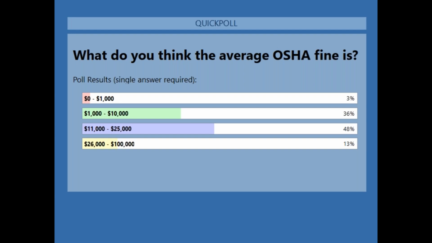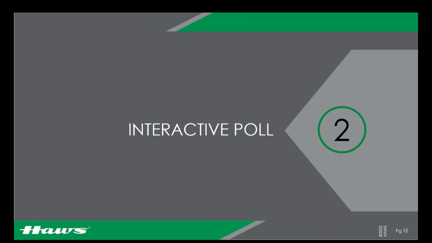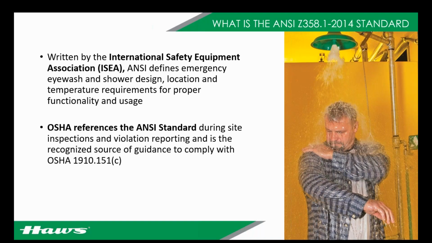So here are the results from that interactive poll question. It looks like almost 50% of people voted for $11,000 to $25,000, which was the top choice, and our lowest choice, with just 3% of votes, was $0 to $1,000. Thank you, everyone. I think that is pretty darn accurate. Definitely those slightly higher fines, the real big ones, can be real rare. Those are serious or repeated violations where you ignored OSHA's advice, which is a big no-no.